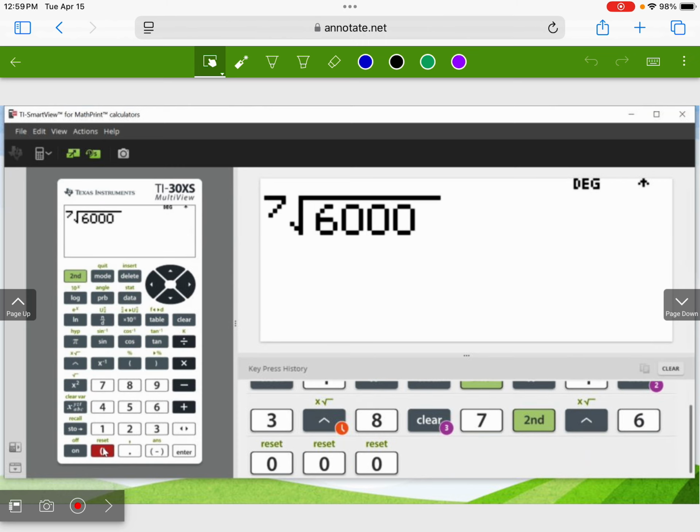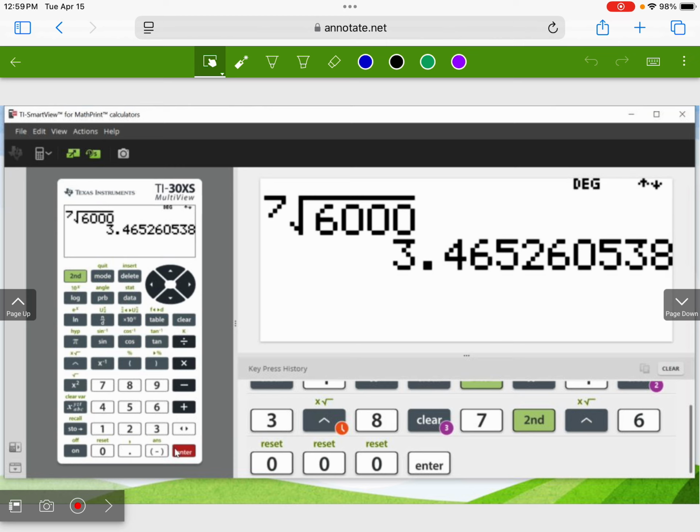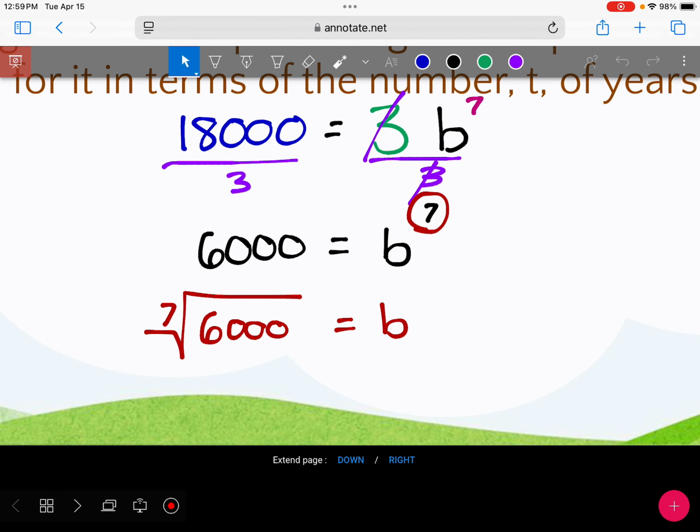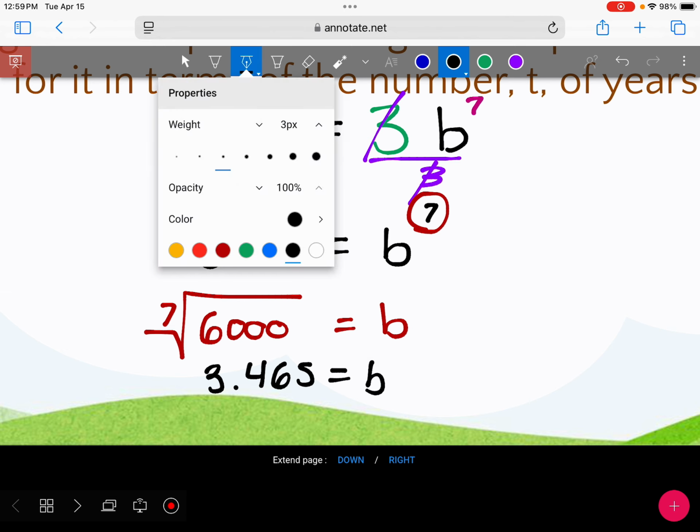So we can type that in. Our 7th root of 6,000. And this is going to give us, for the most part, what that base is. 3.46526, blah, blah, blah. Let's take 3 decimal places and call that good. 3.465. 3.465 is our base.